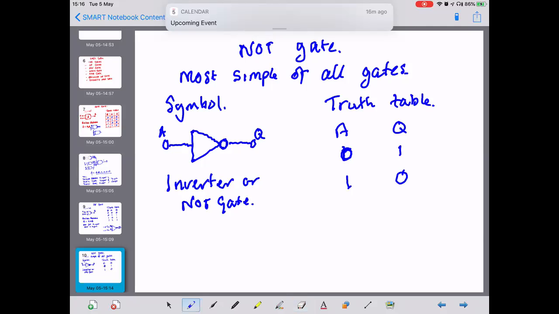So Boolean wise, Q equals not I, and what we say is Q is equal to I bar. We put a bar over the top. That means Q is not I. That's the NOT gate.